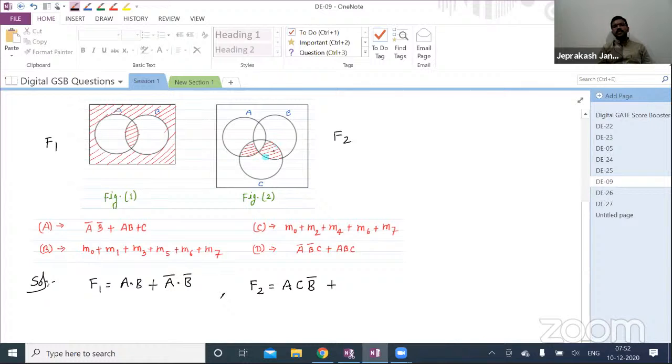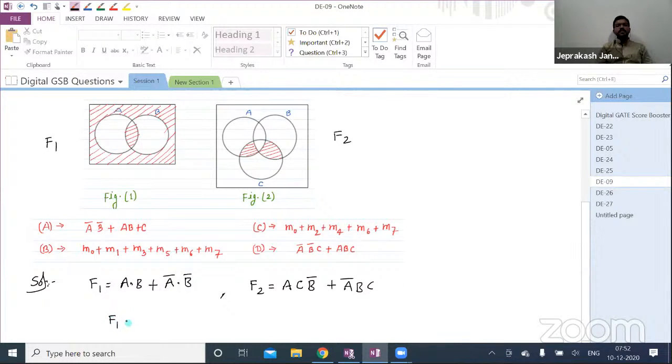Okay. Next, another combination is this one. Now please tell me, what is the term corresponding to this shaded region? All of you please respond. Yes, very good. It is A bar B C. See, very simple. B circle is this one, C circle is this one, right? B and C intersection is there, but A part is not covering. So A bar B C.